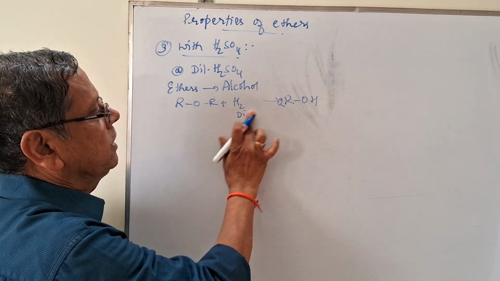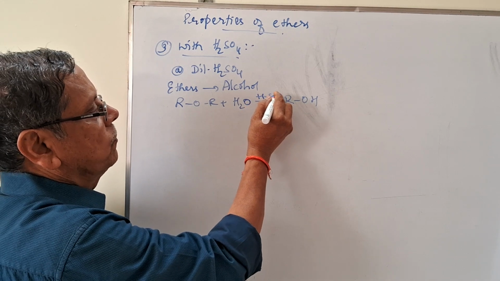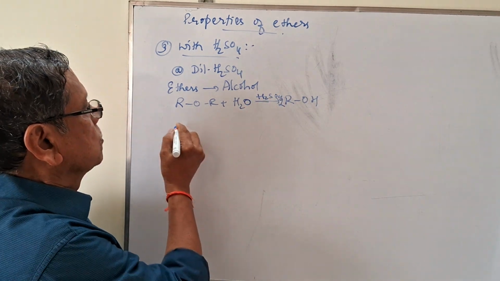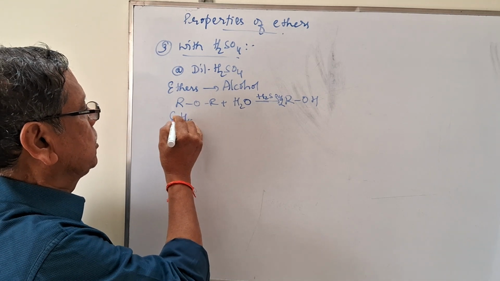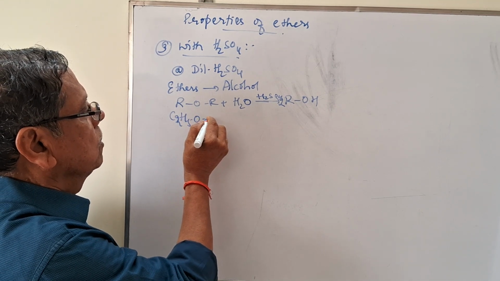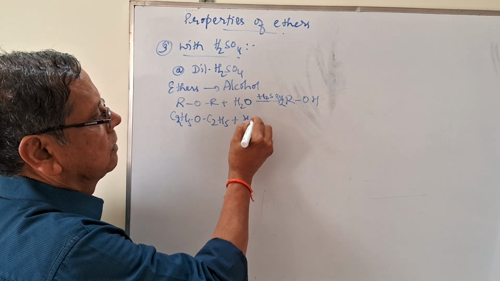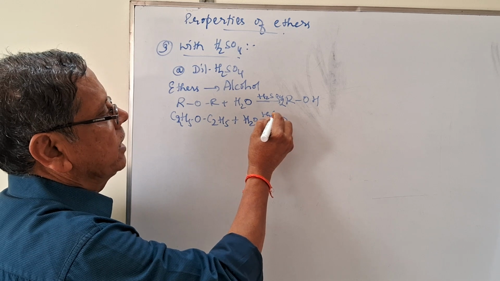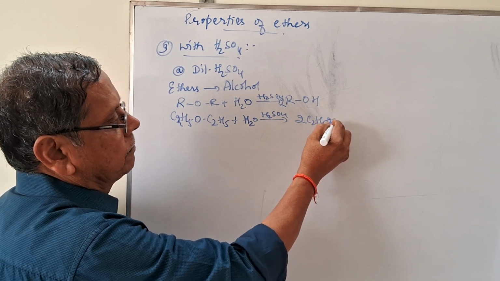The actual molecule that is reacting here is water in presence of H2SO4. So, for example, if you take this diethyl ether, C2H5OC2H5, that will react with water in presence of sulfuric acid to give rise to two molecules of ethanol.